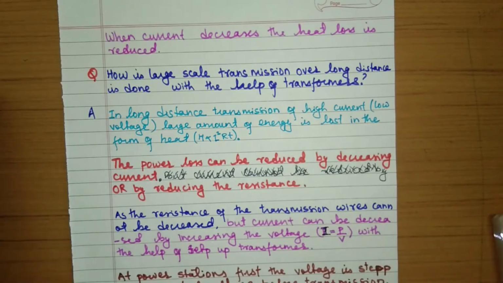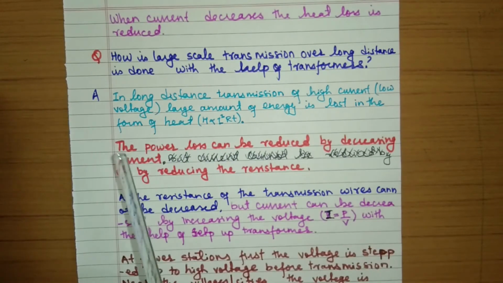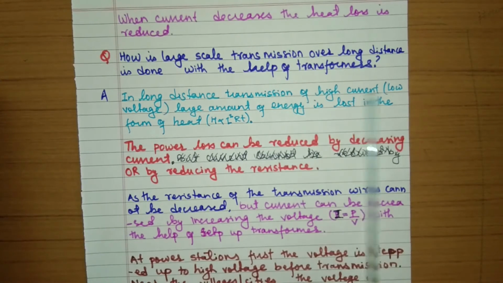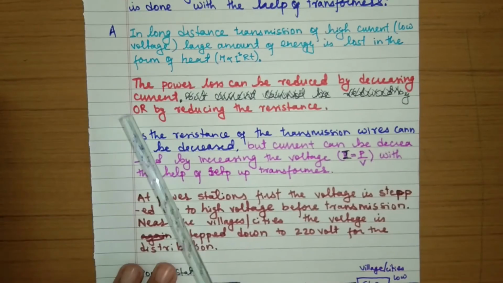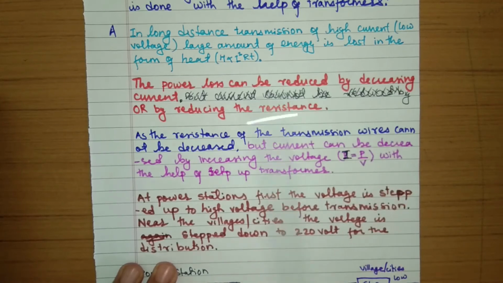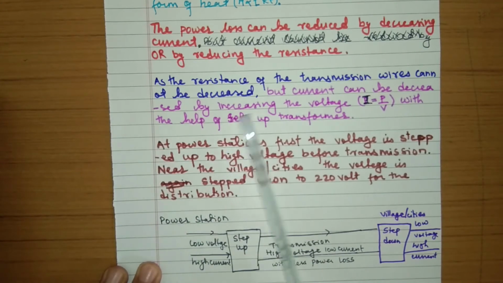So let's understand the process properly. In the board exam you will get a question like this: how is large scale transmission over long distance done with the help of a transformer? First we'll write: in long distance transmission of high current and low voltage, there is a large amount of energy loss because of the heating effect of current. Power loss can be reduced by decreasing the current or by reducing the resistance. As the resistance of the transmission wire cannot be decreased, which we have already discussed, the current can be decreased by increasing the voltage with the help of a step up transformer.